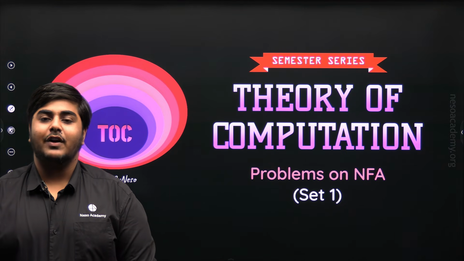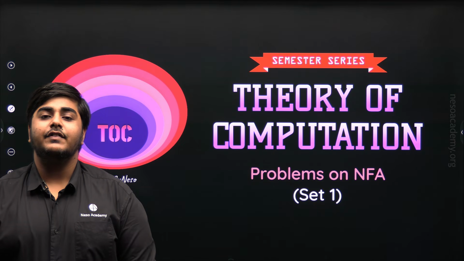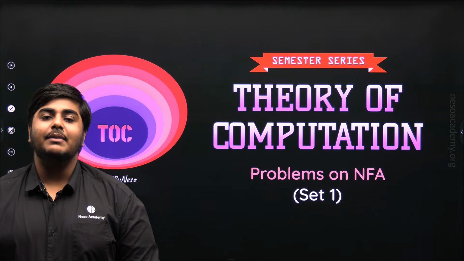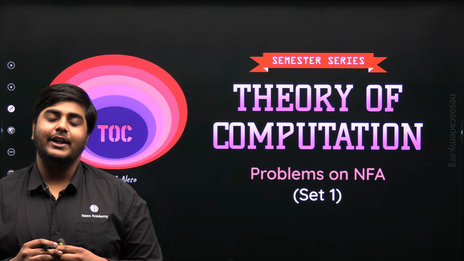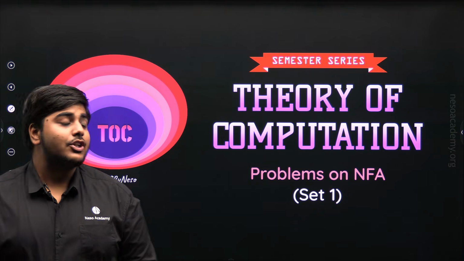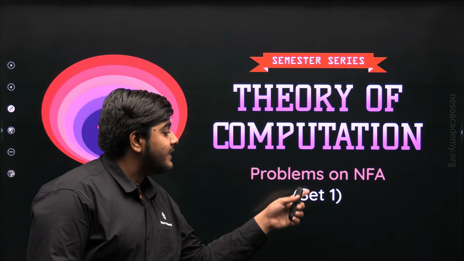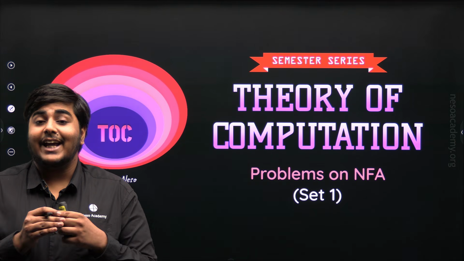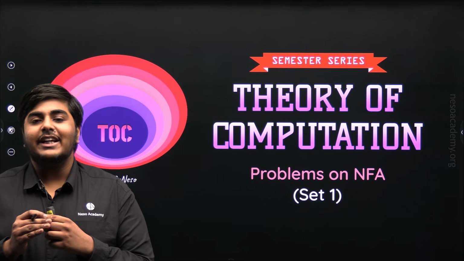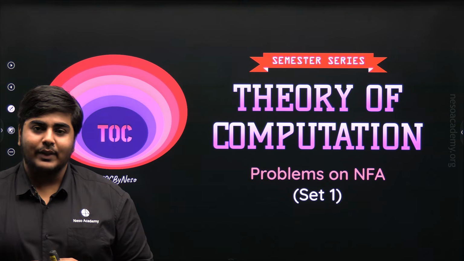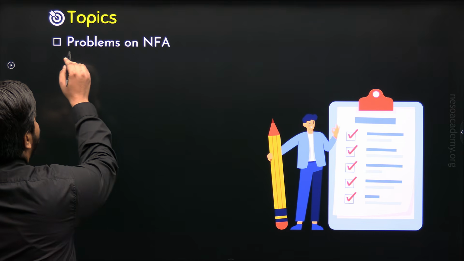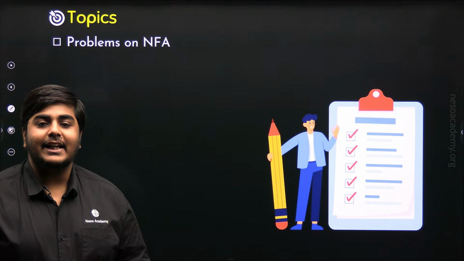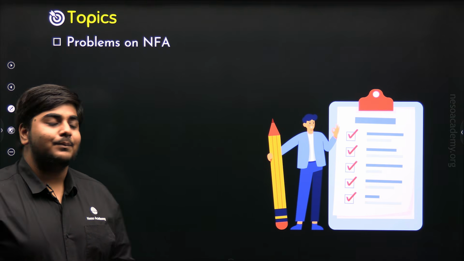We are learning theory of computation, and in the previous lecture we have understood what is a transition diagram and a transition table of a non-deterministic finite automata. And now in this lecture, that is problems on NFA set 1, we are going to solve few interesting problems on NFA construction that are very important for your exams. So in this lecture, we will solve total 4 problems on NFA construction. So without any further delay, let's start with our very first problem.